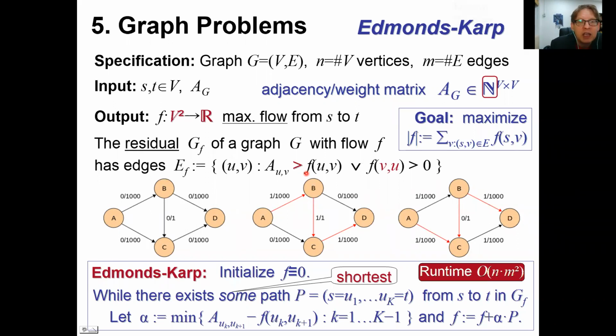So to summarize, Edmonds-Karp is a variant of the Ford-Fulkerson algorithm. It's actually an algorithm, it's fully specified, and it runs in polynomial time.